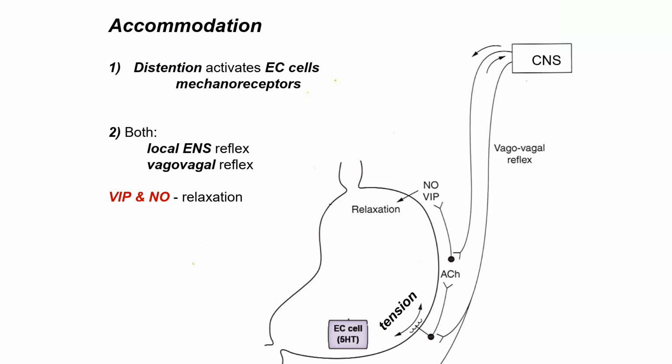Okay, so we have two, like short pathway and long pathway. That's it. Yeah, you can think of it that way. The short pathway is the ENS. The long pathway is the vagovagal reflex, and both pathways are stimulated. Is it okay? All right now, guys? Yes.